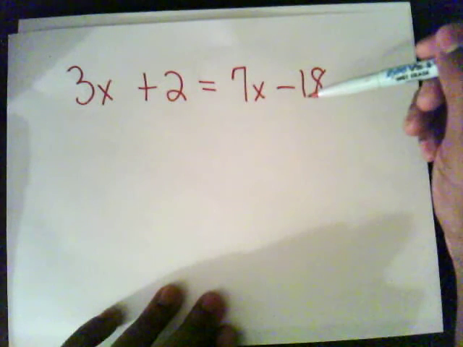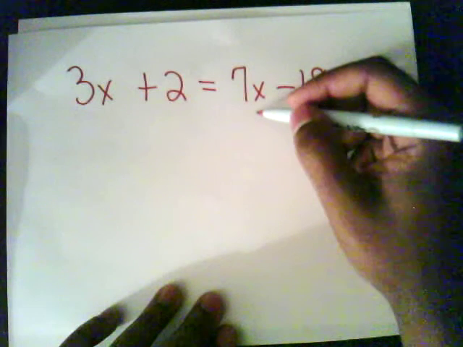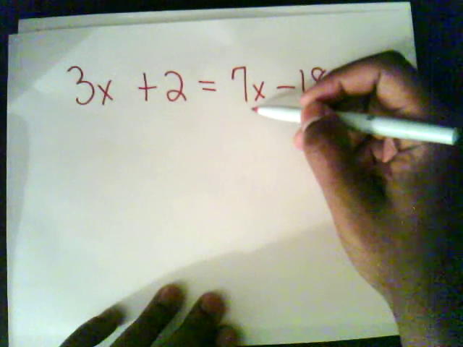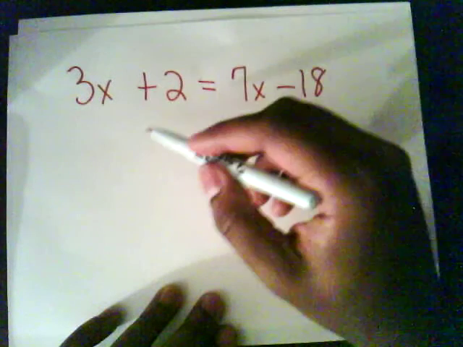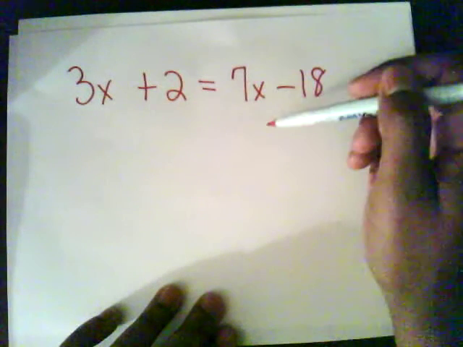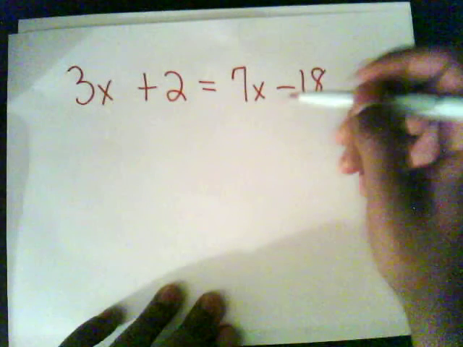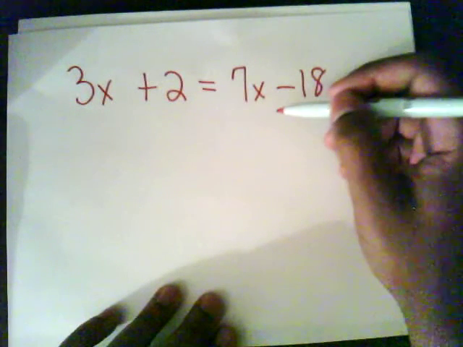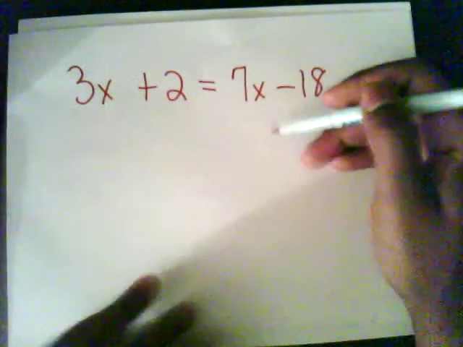So let's get started. First, we want to decide, do we want to bring the term with the variable over to the left side or to the right side? How do we determine this? Well, technically it doesn't matter, but we want to stay away from having the term with the variable end up being negative.